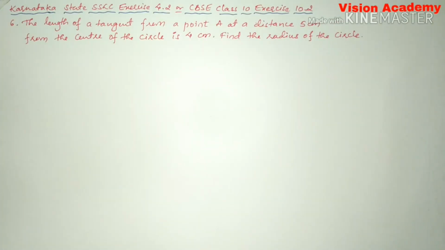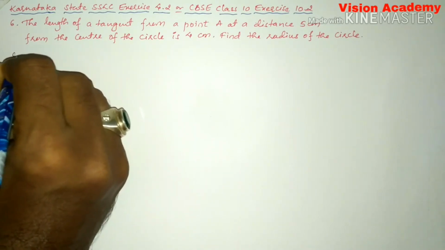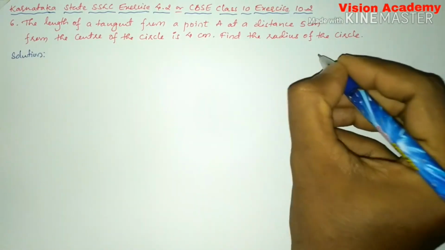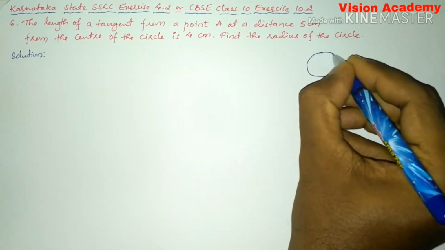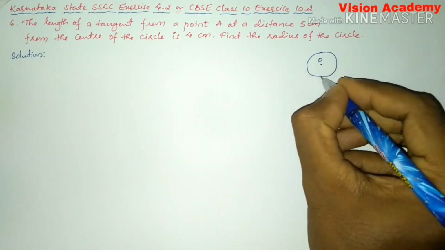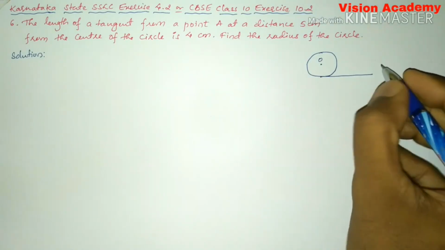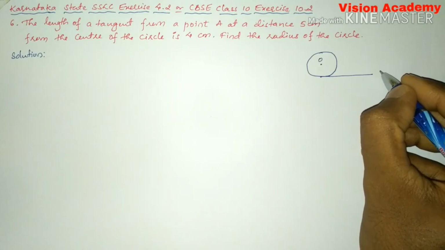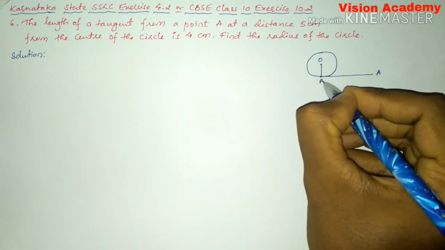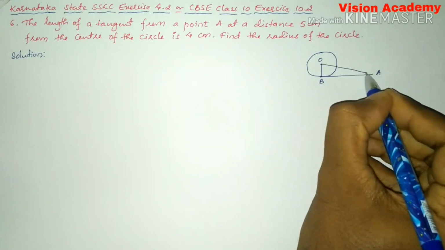Question number 6. The length of a tangent from a point A at a distance 5 cm from the center of the circle is 4 cm. Find the radius of the circle. Let us find the solution for the given problem. Here let us draw a circle with center O, and let us draw a tangent from the point, let us say A, and join AB and OA.